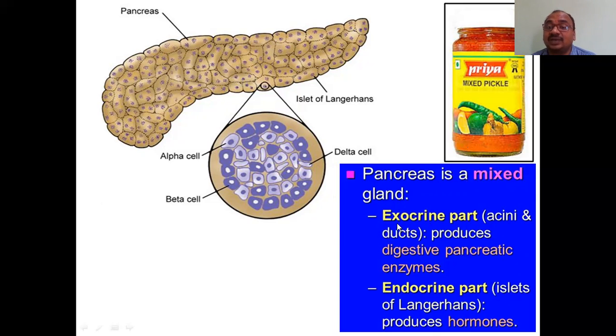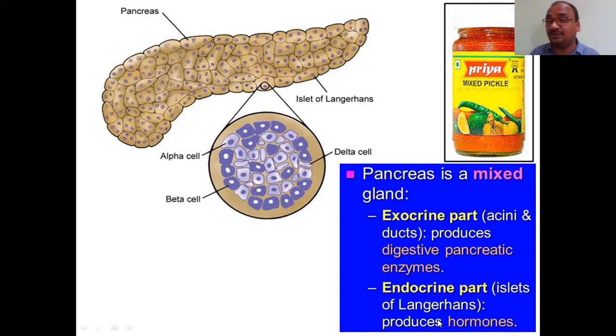It consists of an exocrine part, that is the pipe duct. It produces the digestive pancreatic enzymes, because it is below the stomach. It releases digestive juices into the intestine, so that it comes into the alkaline part. Digestive enzymes are secreted by the acini and the ducts. Whereas the endocrine part, this part, see the violet dots, is the islets of Langerhans.